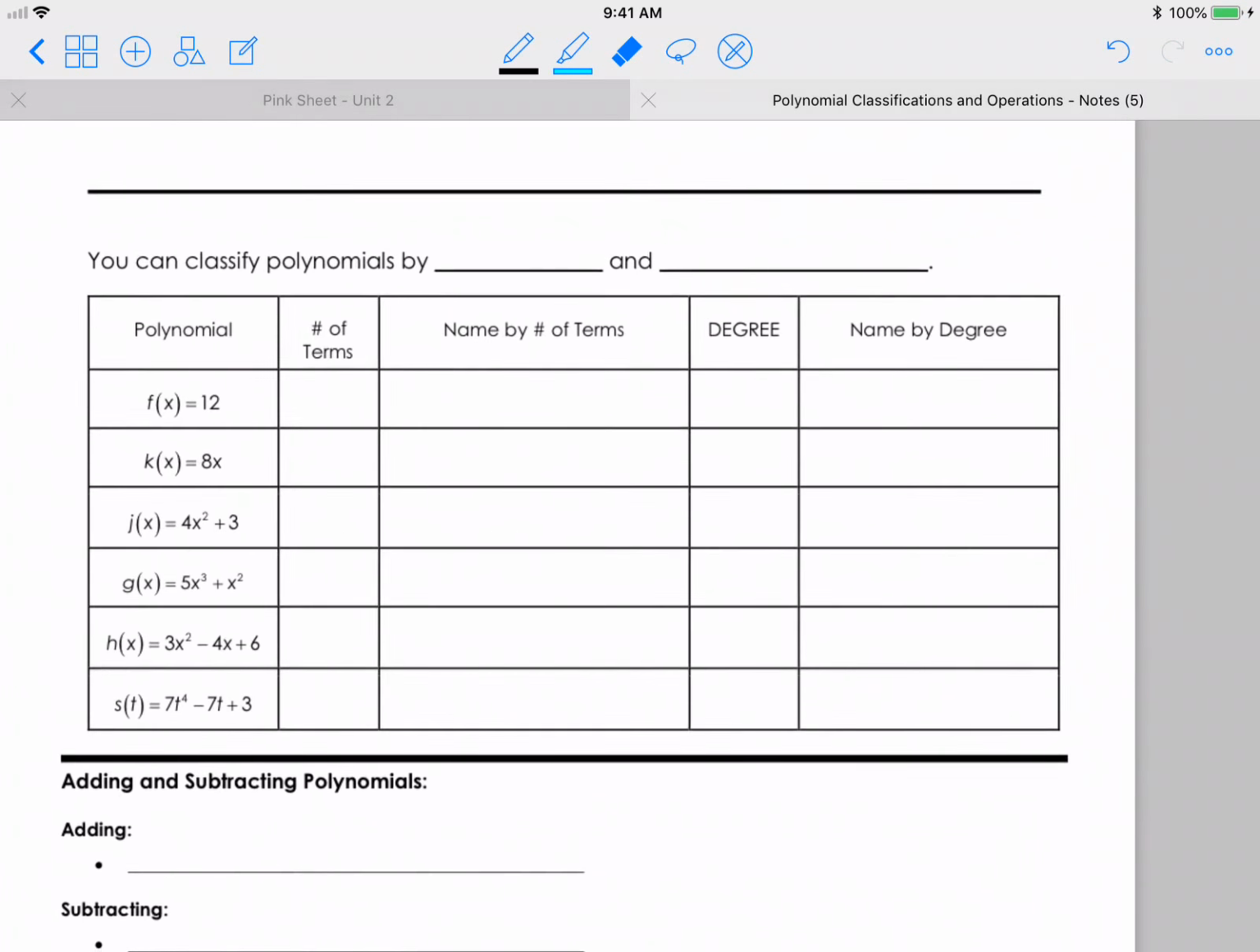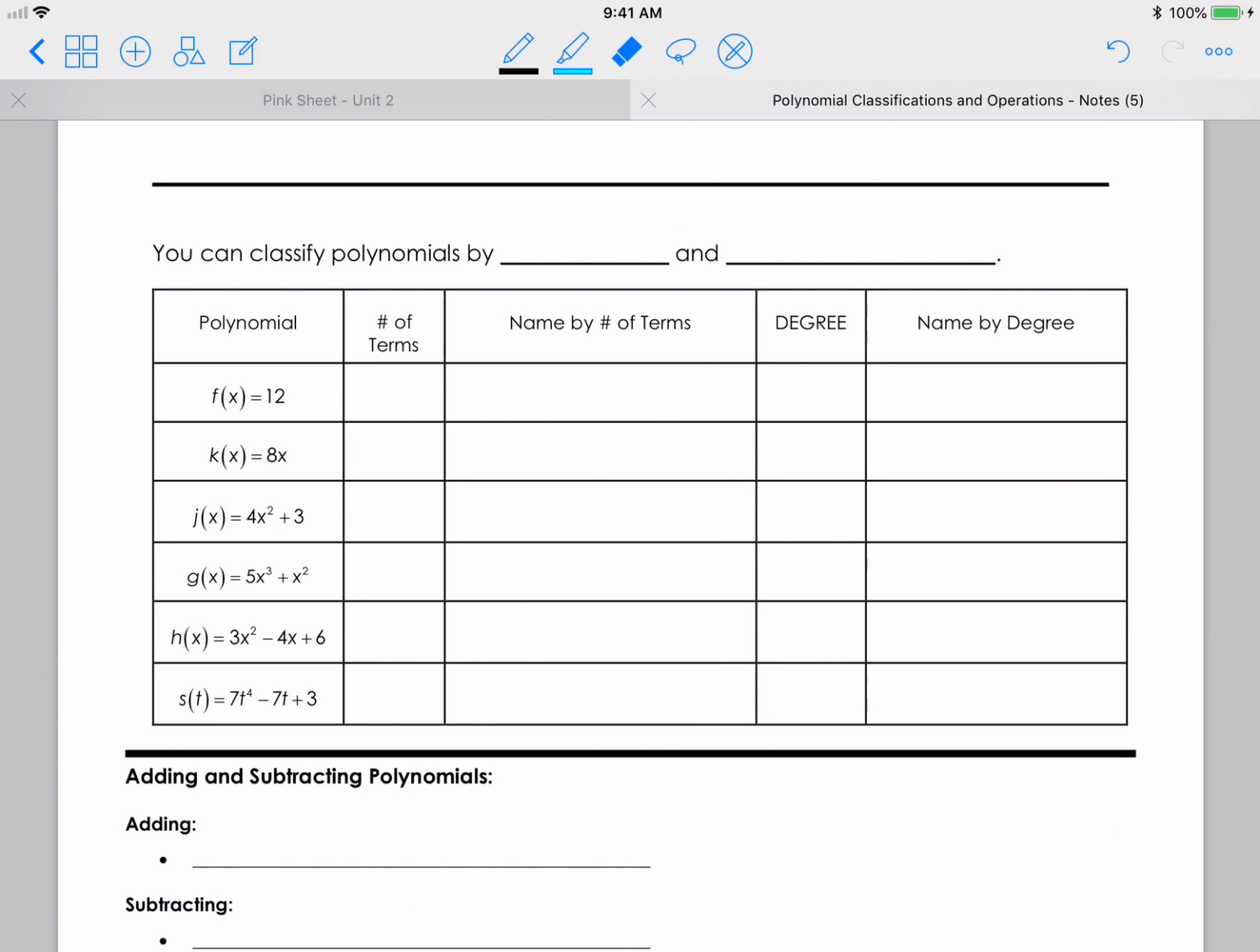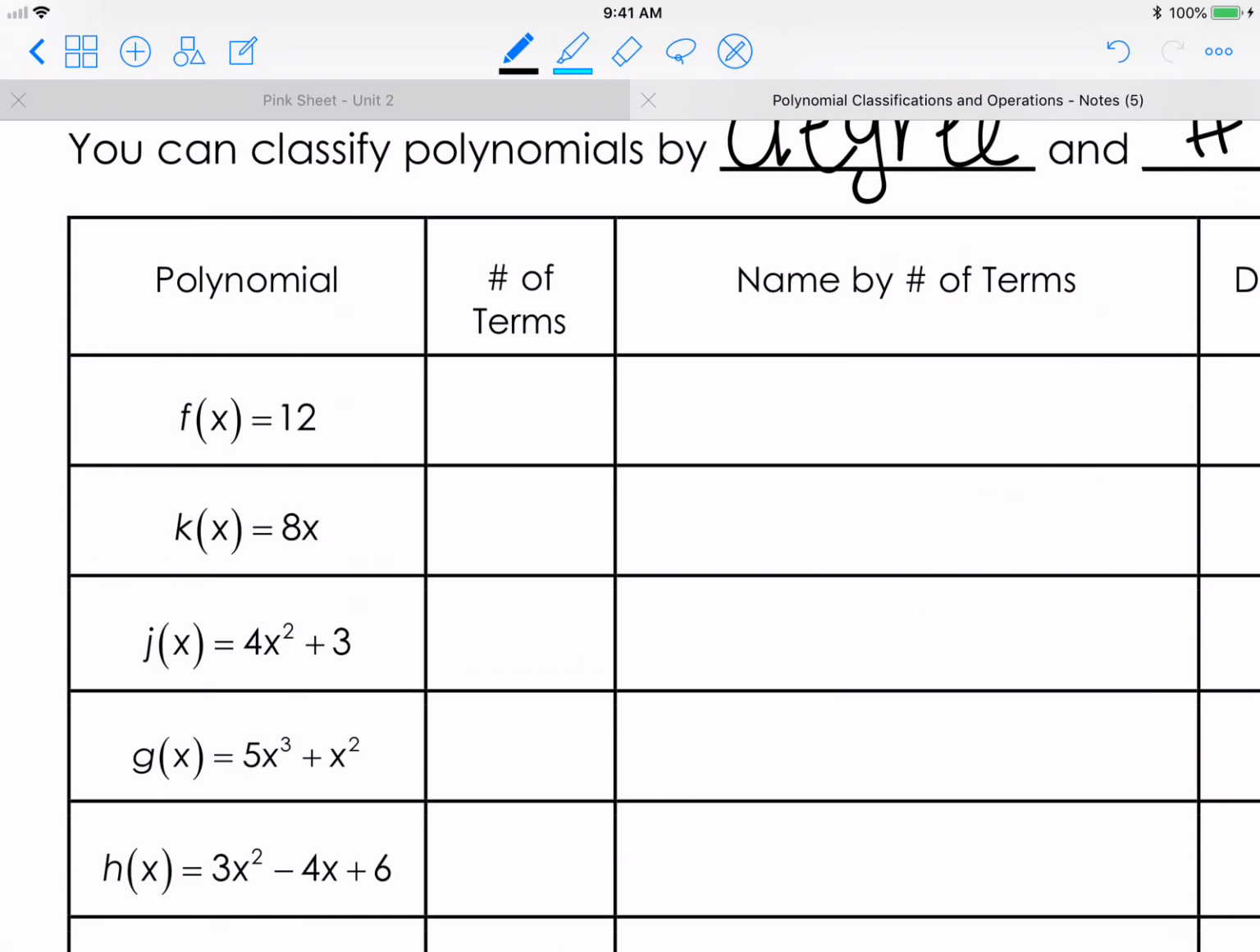Okay, let's put it all together. So we can classify polynomials by their degree and the number of terms. Okay, so let's look at example 1. How many terms do we have here? Well, we just have a number 12. So we have one term.